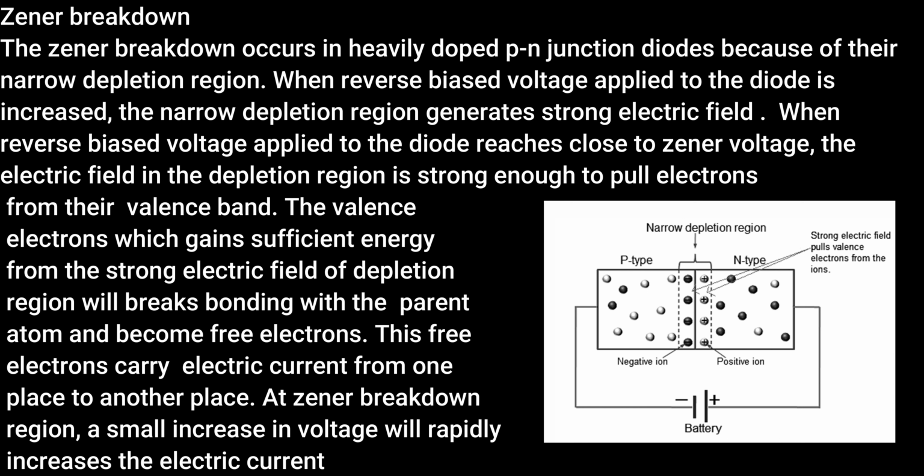The valence electrons, which gain sufficient energy from the strong electric field of the depletion region, will break bonding with the parent atom and become free electrons. These free electrons carry electric current from one place to another place. At the Zener breakdown region, a small increase in voltage will rapidly increase the electric current.